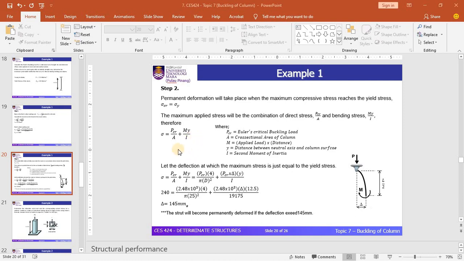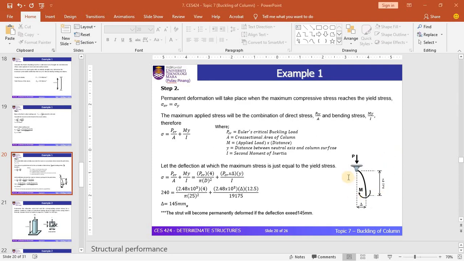The term PCR over A can simply be calculated based on the previous step. We already calculated this particular value, and you can find the area of the circular column. There is no issue with this term, but we want to discuss in detail the bending stress. The bending stress is given by My over I, where M is the moment developed, and you can calculate that value by looking at this diagram.